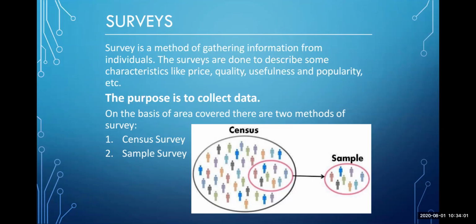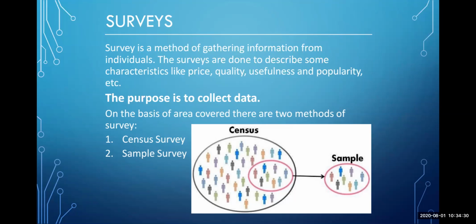So a survey will help me find out or collect information with regard to the characteristics of the product, like price, quality, usefulness, or popularity. And the purpose of this survey is to collect the data. We can see in the diagram that the census means the whole population. And when you select a few people from them for your study, then it is termed a sample.